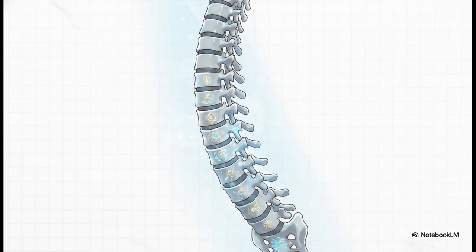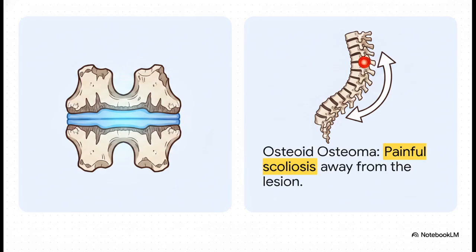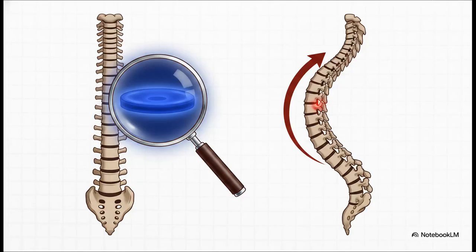Let's move to the spine now and see how two conditions present very differently. Notice the key difference here. TB spine spares the disc, while osteoid osteoma causes scoliosis. So just remember, these two totally unique signposts when you're looking at the spine.